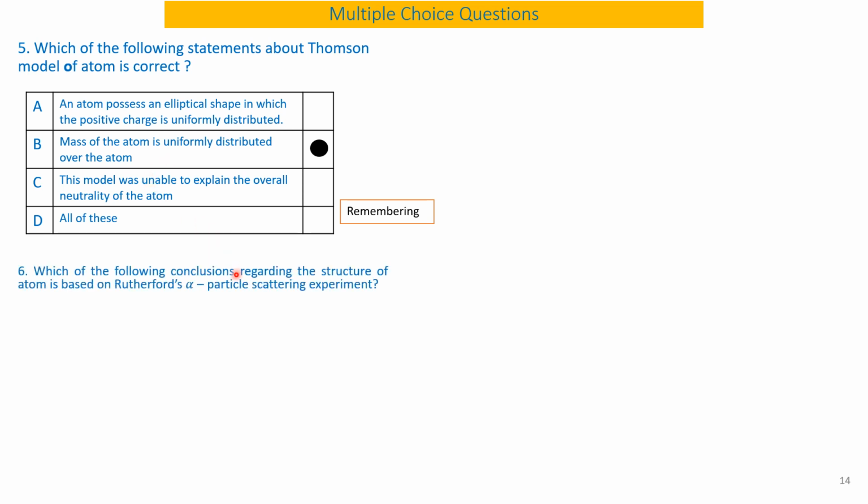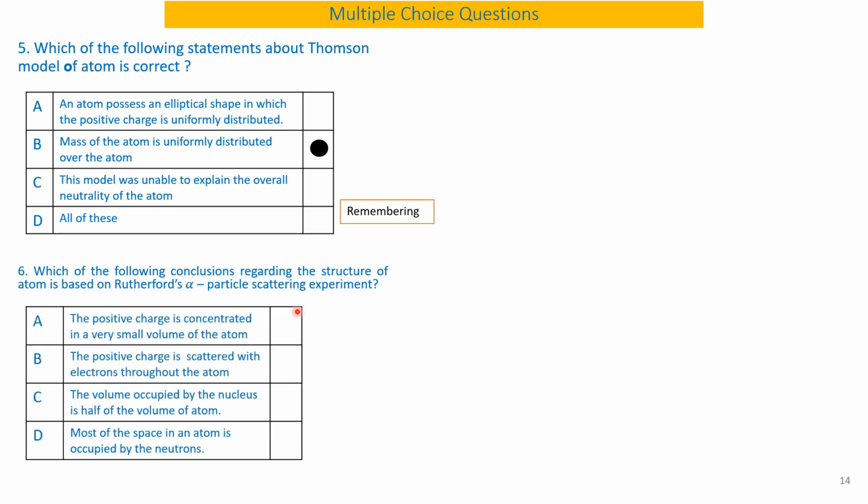Which of the following conclusions regarding the structure of the atom is based on Rutherford's alpha particle scattering experiment? You have to remember the conclusions. The positive charge is concentrated in a very small volume of the atom.